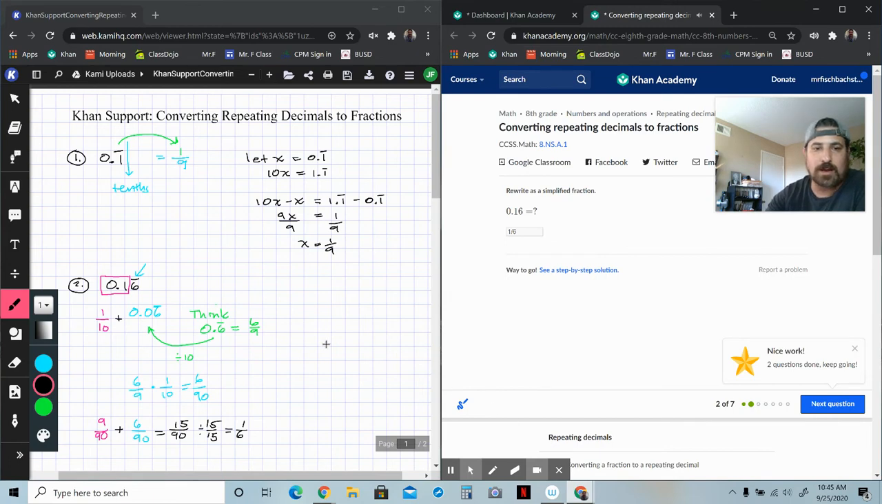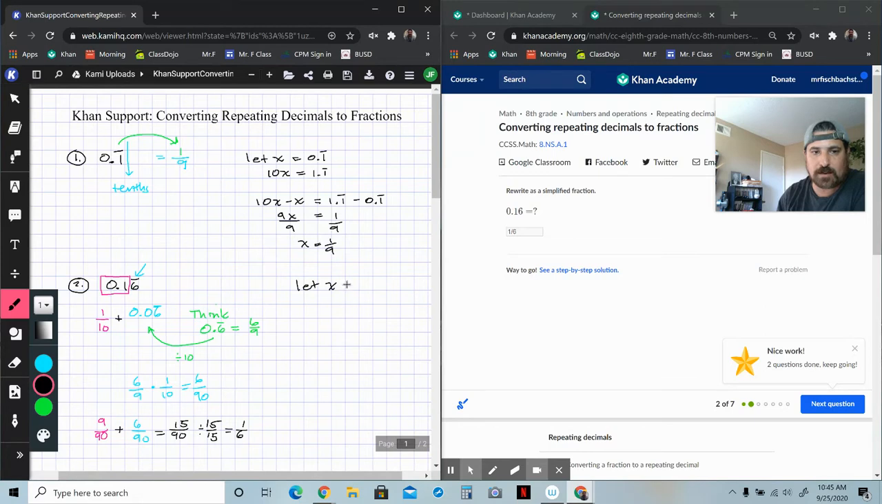And you can do it algebraically as well. So let me show you algebraically how Khan Academy would do it. So they would say, okay, let x equal 0.16 with a 6 repeating. Okay? Because there's one place that's repeating there, we're going to times it by 10.